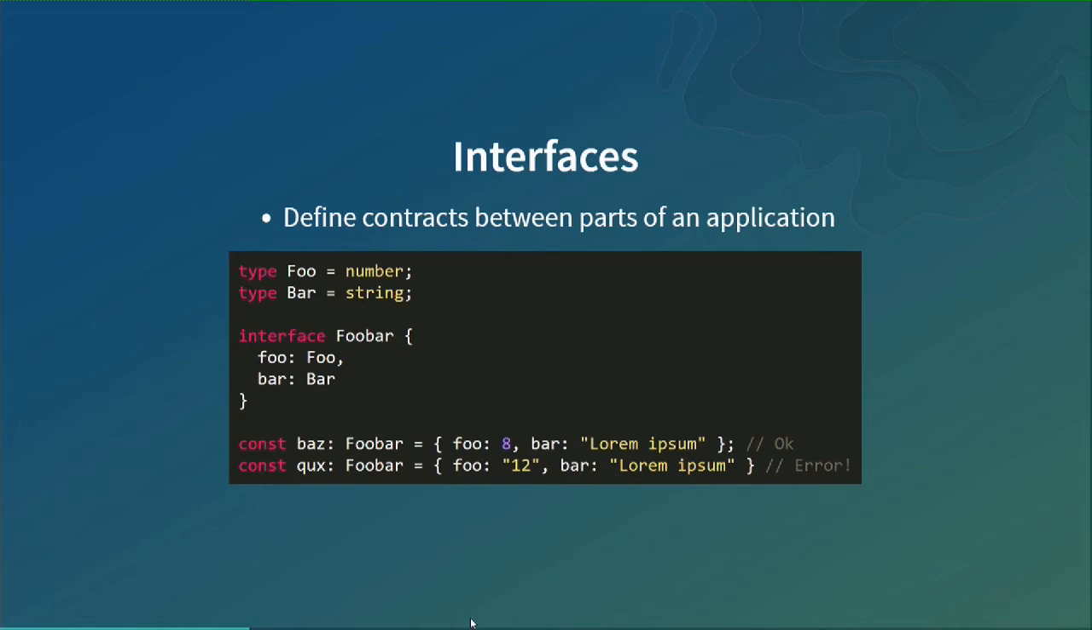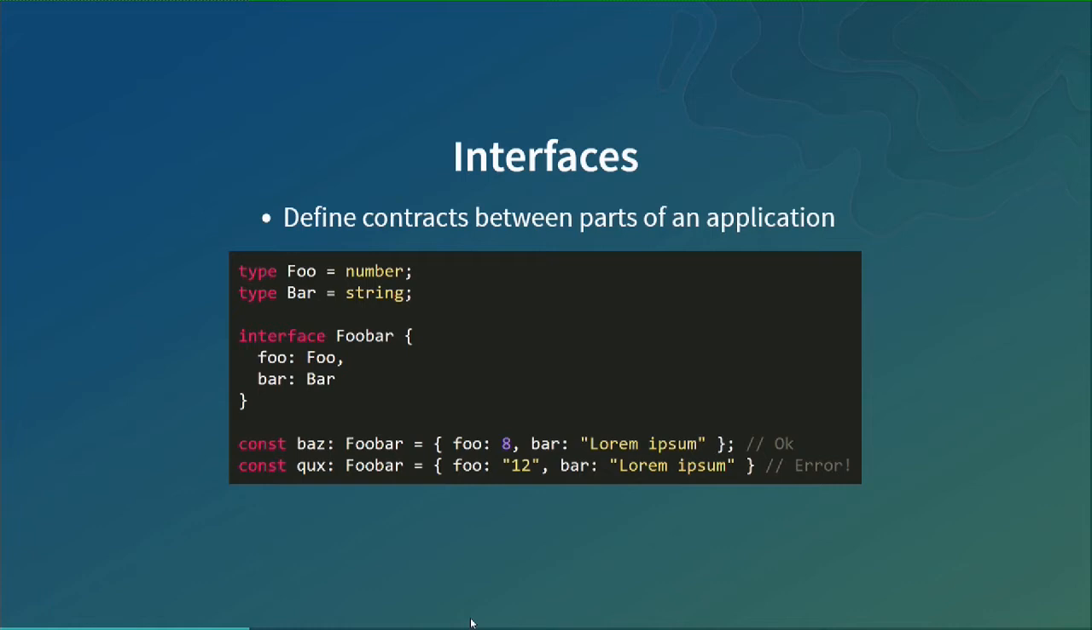So for example, here I have my type foo again, which is a number. I also have my type bar, which is, again, a string. And then I'm defining this interface FooBar, which is composed of foo and bar. So this is an object with a property foo, which is a foo, or a number. And then it also has a property bar, which is a string. Then I can assign these constants, baz and quux, to be of this interface FooBar.